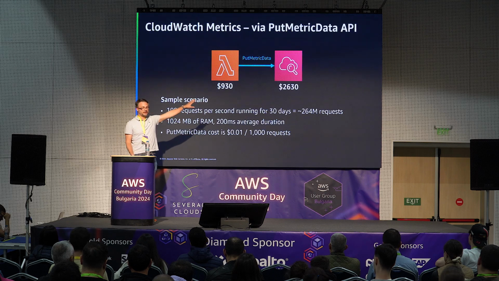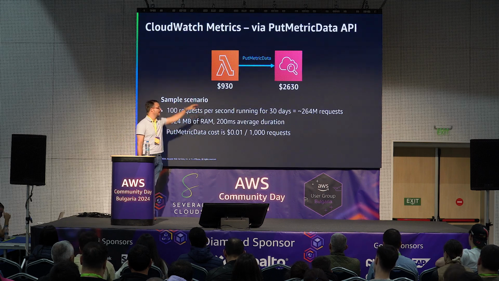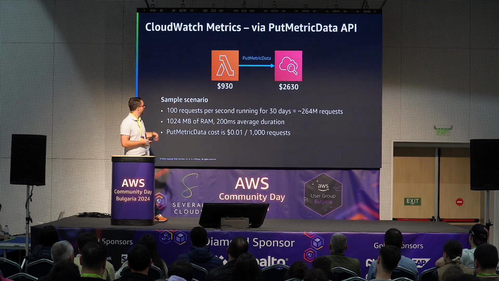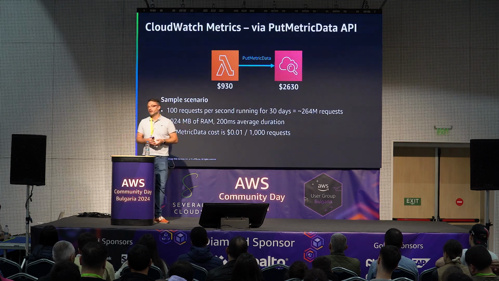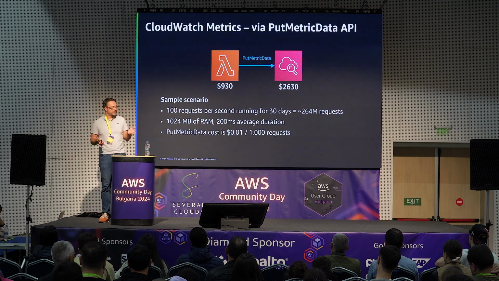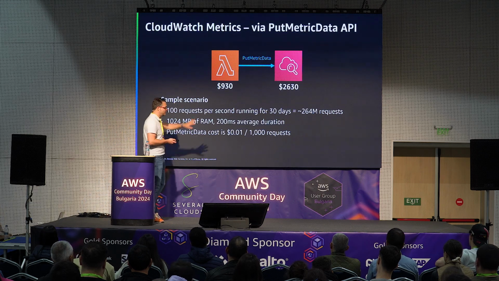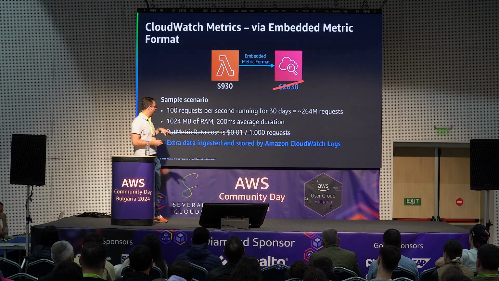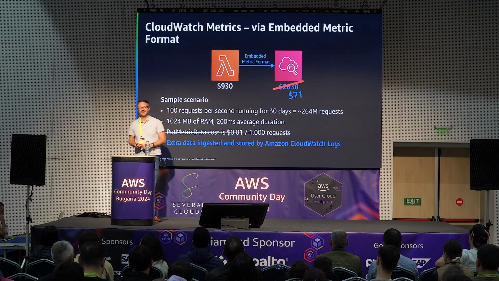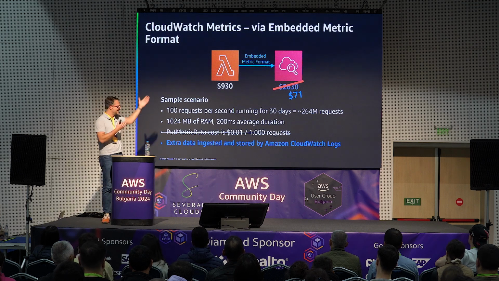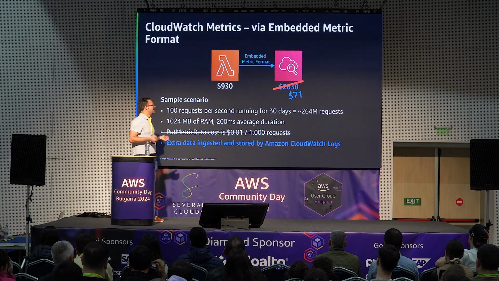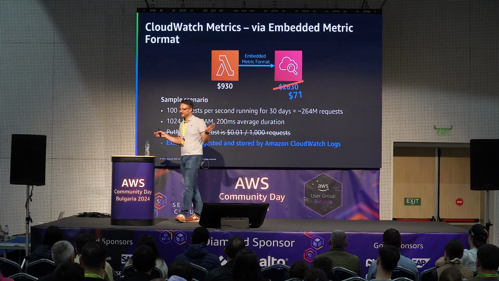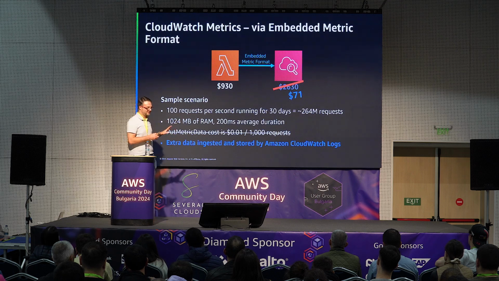If you run this Lambda function producing metrics with the put metric API, you will pay around $1,000 for Lambda itself and 2.5 million for CloudWatch. Don't do that. Don't use the put metric API in any case. If you use EMF, you will pay $71. So it's a huge difference. I still see some customers using put metric. If you do that, don't do that.